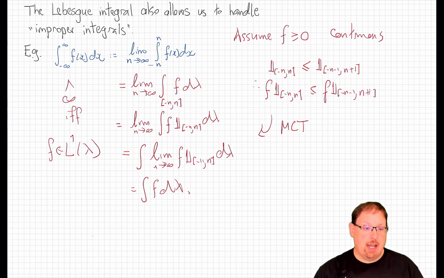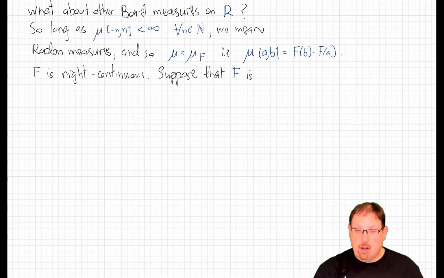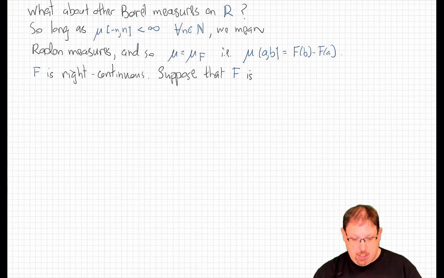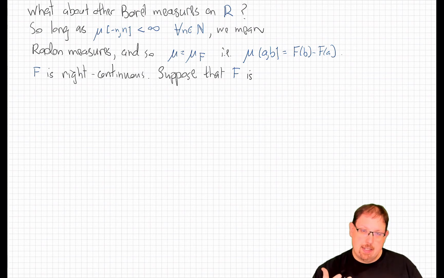But there are certainly other measures on the real line that we'll need to contend with. What about other Borel measures? Now, there is a nice fact that we have that as long as our Borel measures are finite on every compact interval, and that'll certainly be true for probability measures that are finite on the whole real line, then we have a characterization of them as Radon measures, that is, measures that are determined by a non-decreasing right continuous function f by this formula. Now, let's take a special case here, but an important special case.